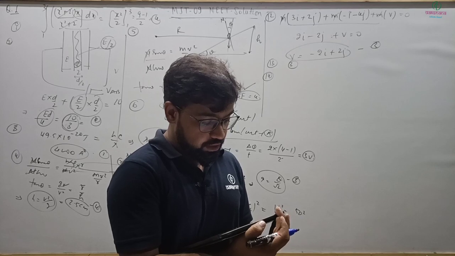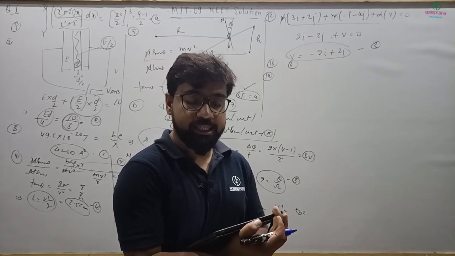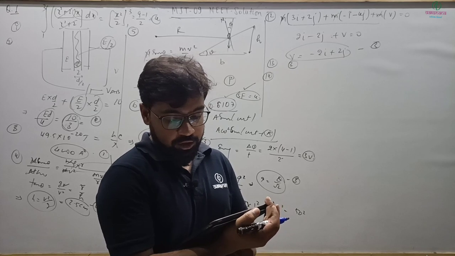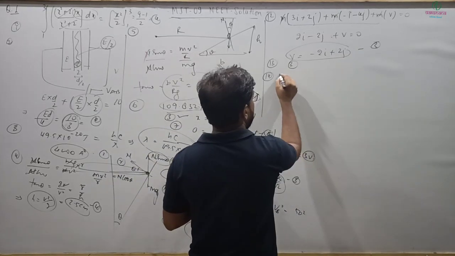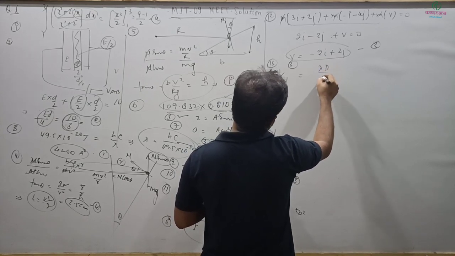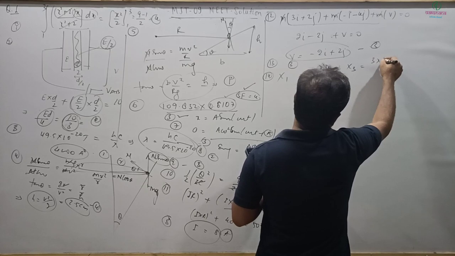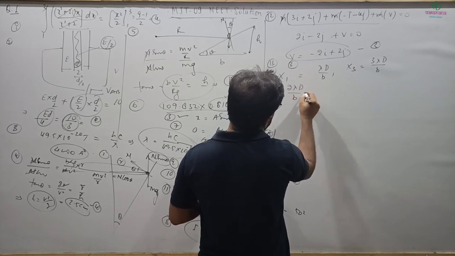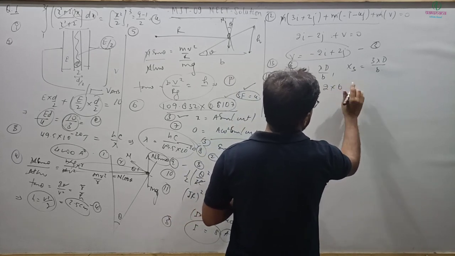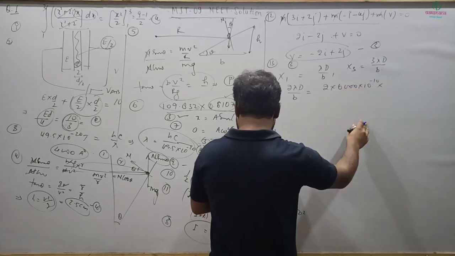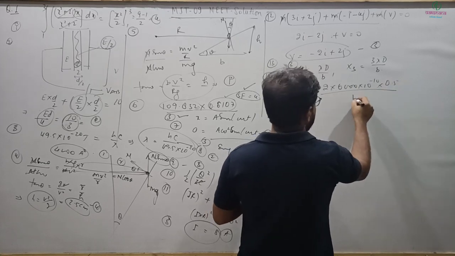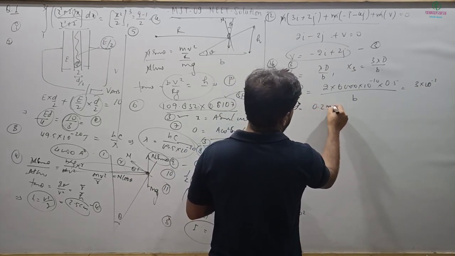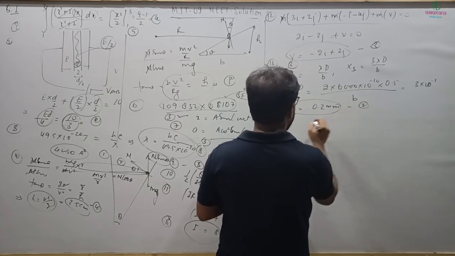A screen is placed 50 cm from a single slit which is illuminated with 6000 angstrom light. The distance between the first and third minimum in the diffraction pattern is 3 mm. The width of the slit is? So the width of the slit is b, and we know that the position of the first minimum is lambda D by b, and the position of the third is 3 lambda D by b. The separation is 2 lambda D by b, and 2 lambda is 2 times 6000 times 10 to the power minus 10, D is 50 centimeters, 0.5, divided by b, and this is given as 3 times 10 to the power minus 3, because 3 mm. Solving here, we get b coming out to 0.2 mm. This is the answer, which is option number 2. Question number 15.